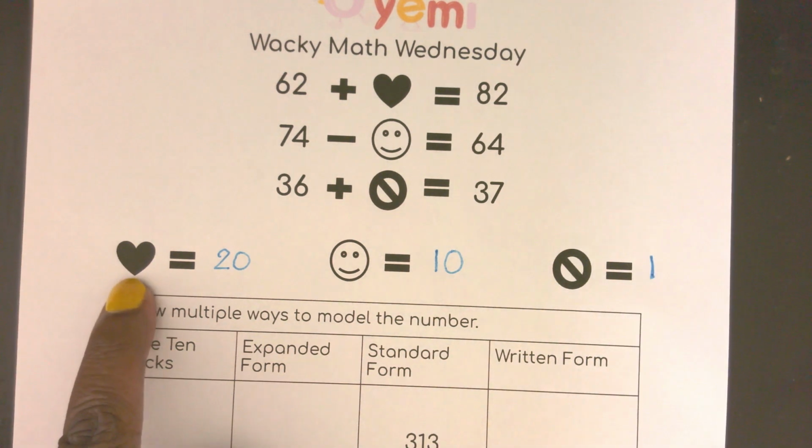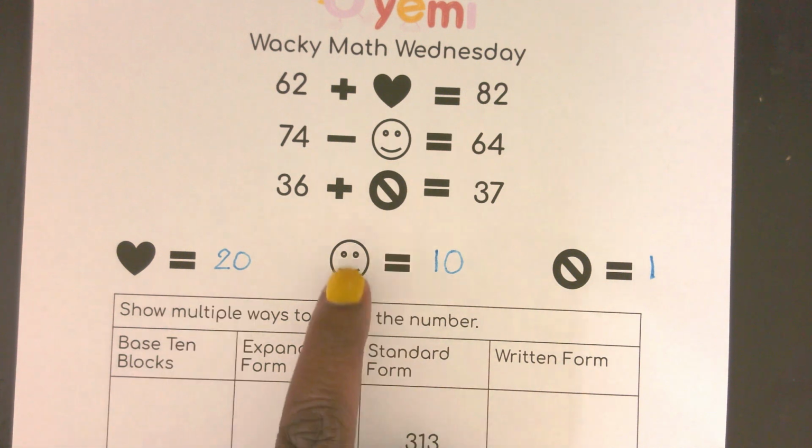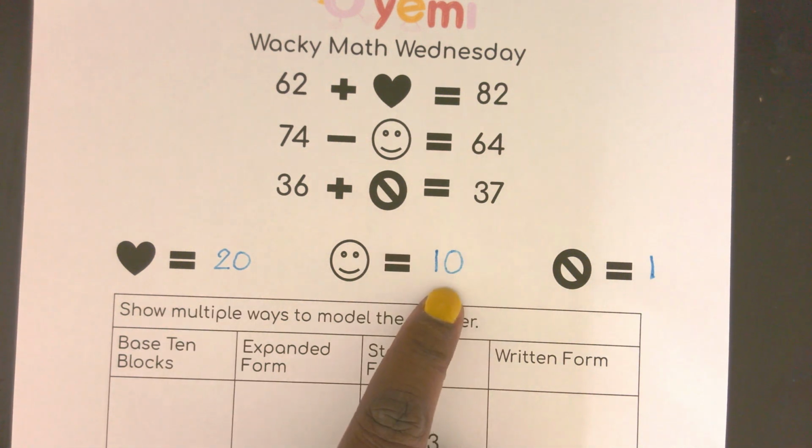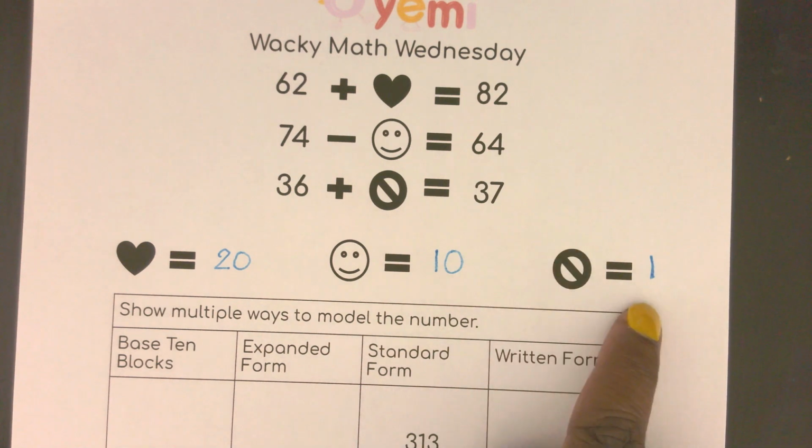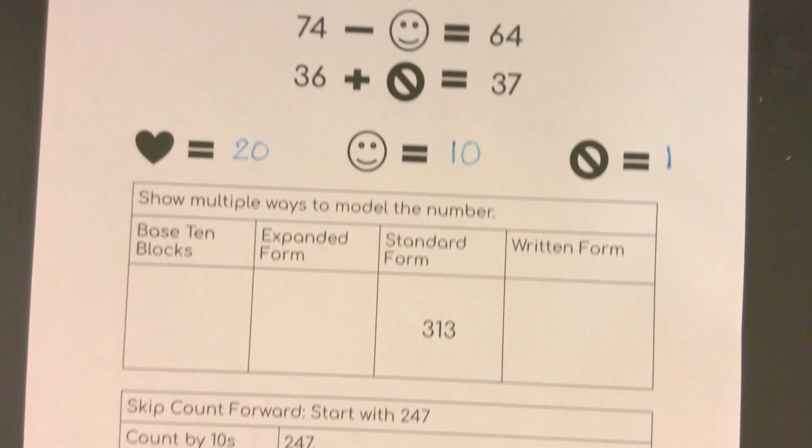So for the heart, you should have had 20. For the smiley face, you should have had 10. And for that no sign, you should have had 1. Excellent job there.